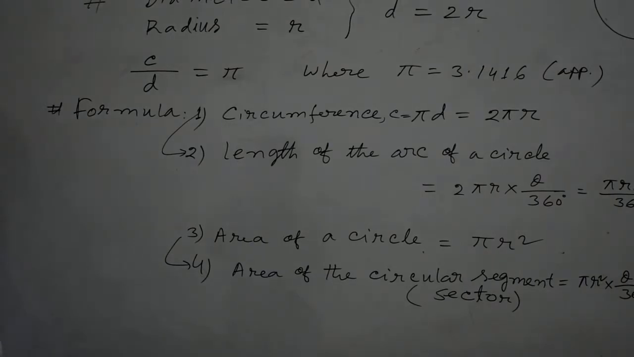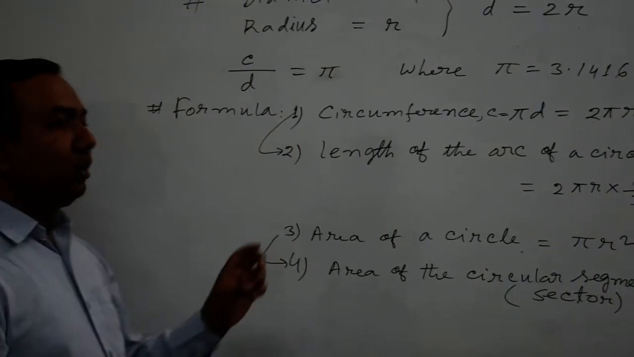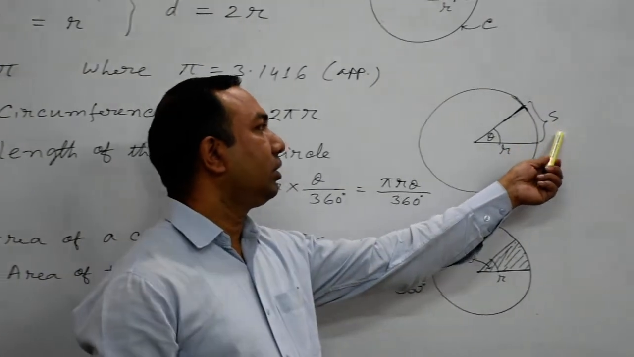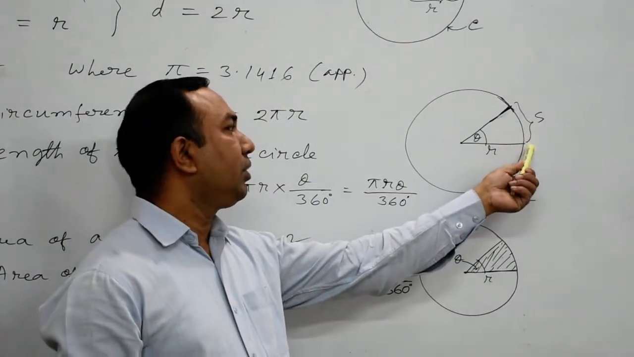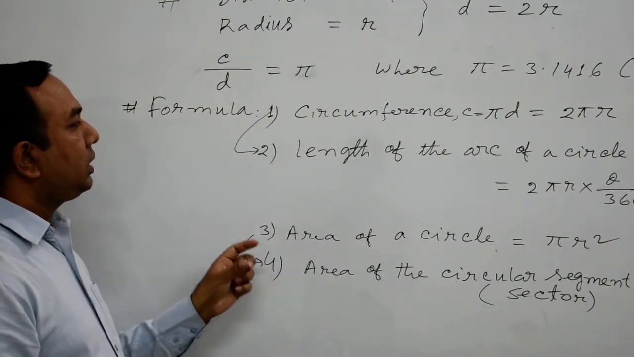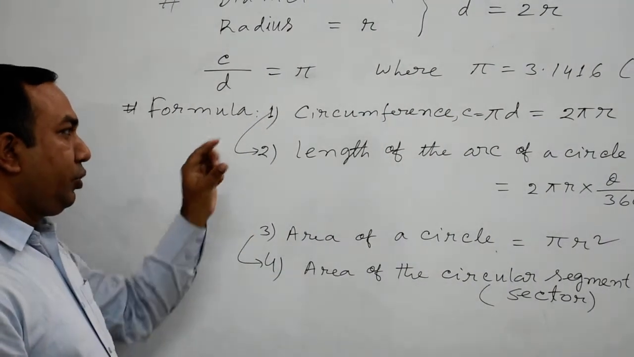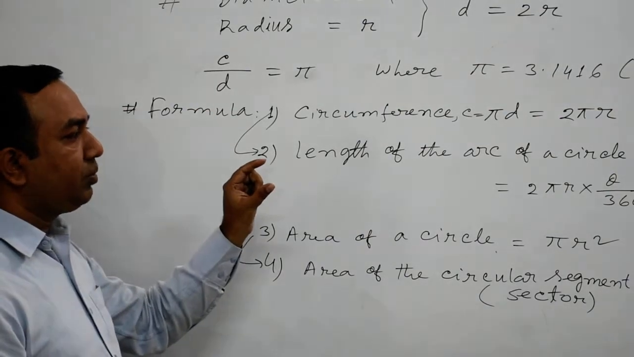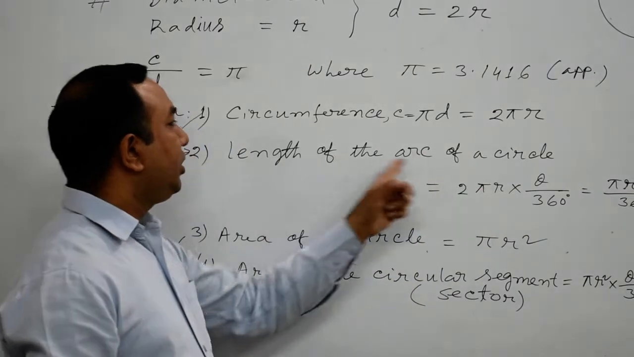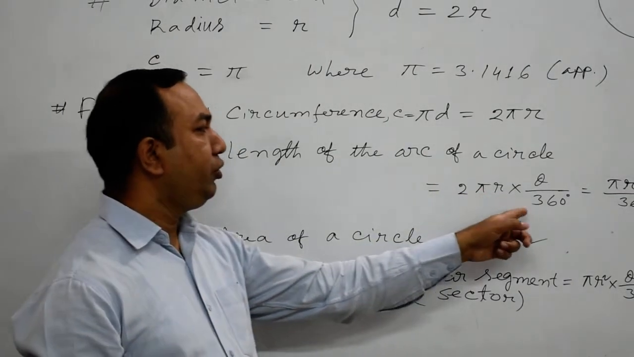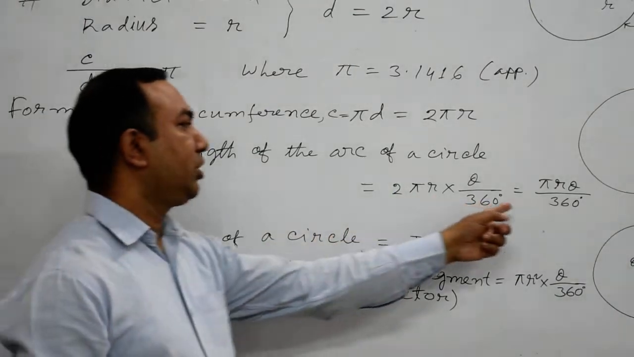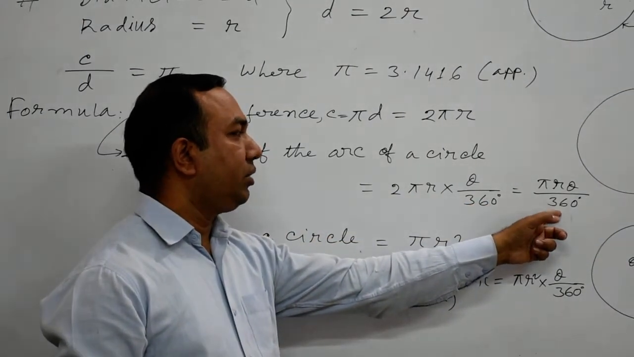Again, the new concept: any segment or part of the circle is called an arc, indicated by S. S is a part of the total length of the circle, that is, a part of the circumference 2 pi r. The length of the arc of a circle is 2 pi r into theta by 360. If you simplify, the formula comes like this: pi r theta by 360.